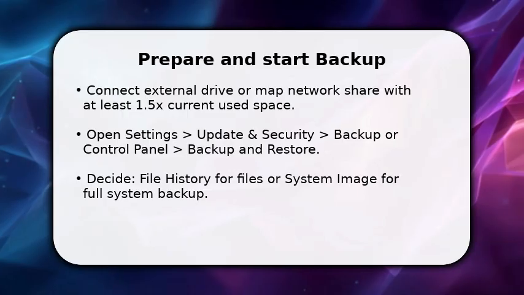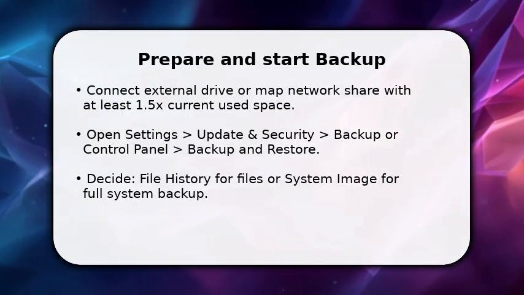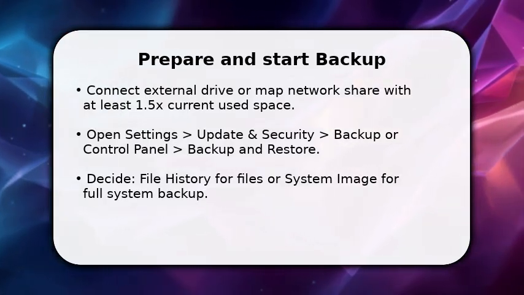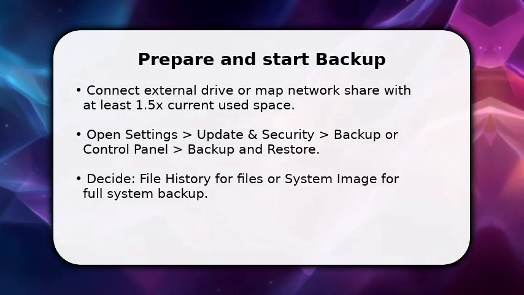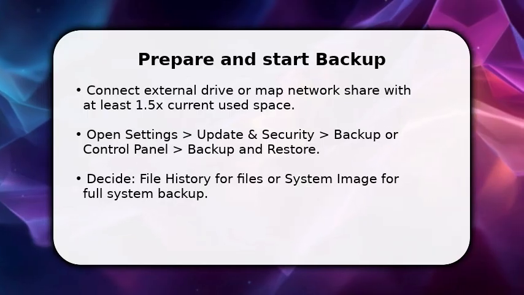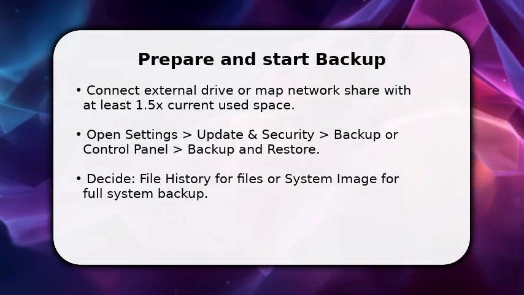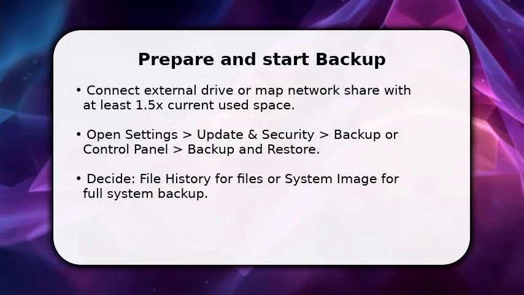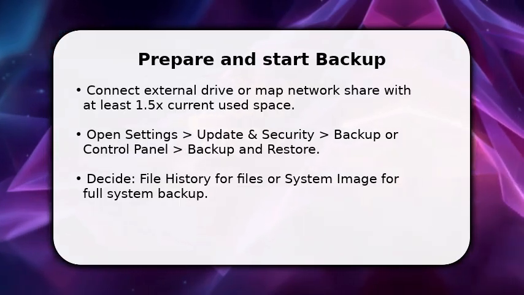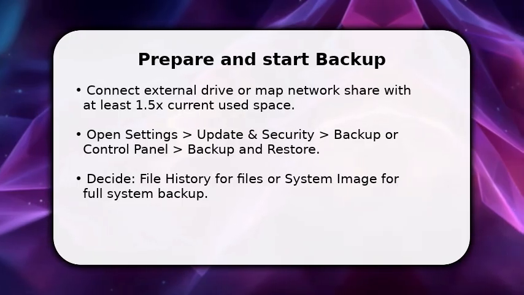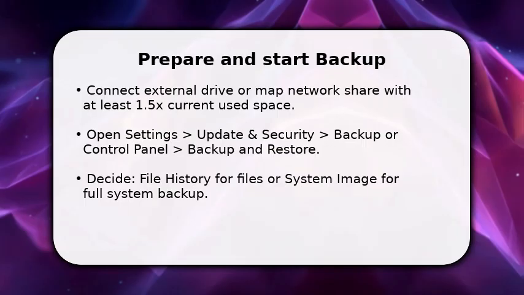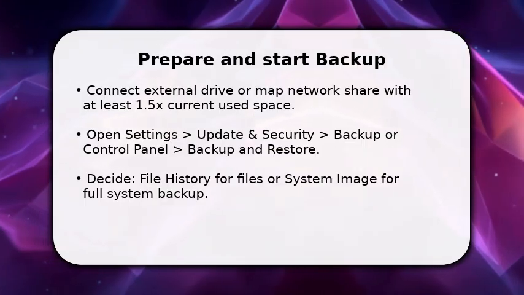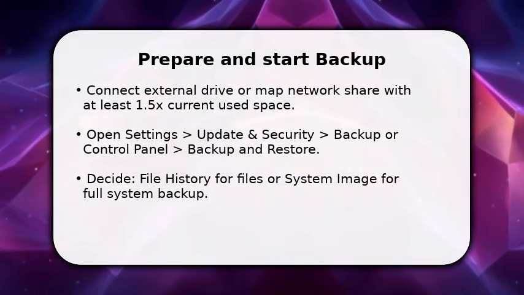You begin now by plugging in the external drive or confirming the network path. Make sure it has ample free space. Once connected, open Settings, Update and Security, Backup, or go to Control Panel, Backup and Restore, to access both File History and System Image options. You choose based on need: File History for personal files and frequent checkpoints, or System Image when you want an exact clone of Windows and all installed programs. Start the chosen tool to proceed.